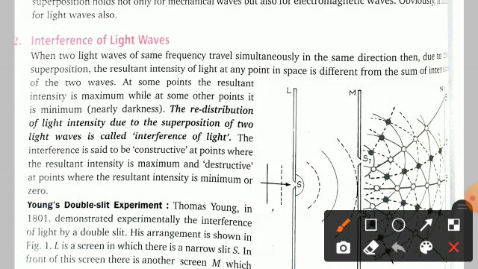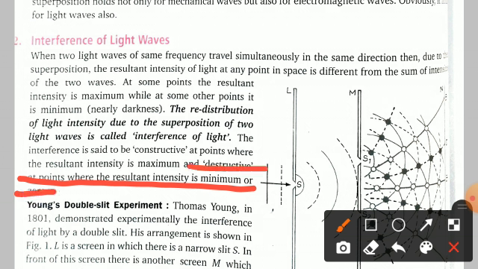You can see here, the interference is said to be constructive at a point where the resultant intensity is maximum. Clear? When the intensity is maximum, then you can say that there is a constructive interference. And when the intensity at the point is minimum, or you can say that it is zero, then we call it a destructive interference.